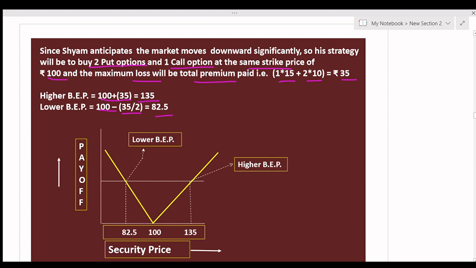You see, this is the strike price 100. When the spot price reaches 100, the trader will suffer the maximum loss of rupees 35. And if it moves downward or upward, the loss will decrease gradually up to the point of BEP. After that, it reaches the profit zone. This is the lower BEP point, 82.5, and the higher BEP point is 135.